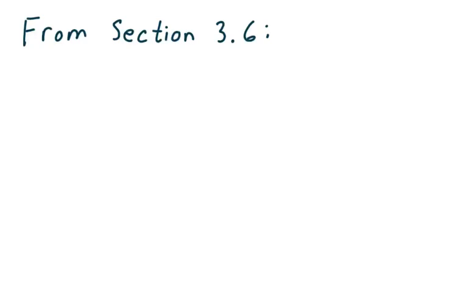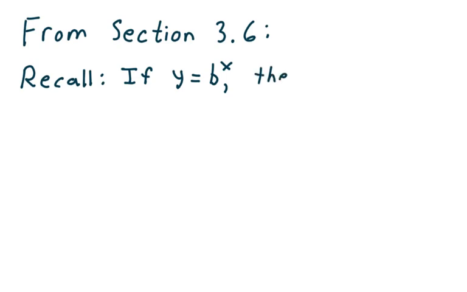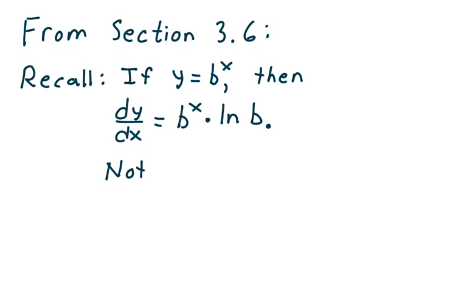This is a video from section 3.6. Recall, if y equals b to the x, then dy dx is equal to b to the x times natural log of b. Note, b is greater than 0 and b does not equal 1.